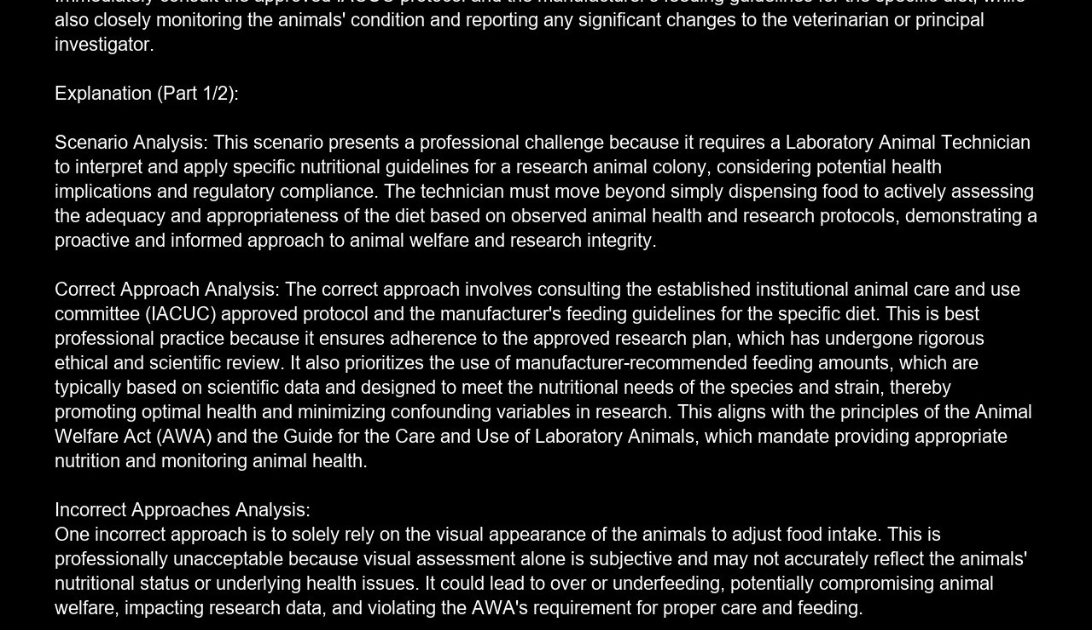It could lead to over- or underfeeding, potentially compromising animal welfare, impacting research data, and violating the AWA's requirement for proper care and feeding. Another incorrect approach is to continue feeding the same amount as previously, without considering any changes in the animal's condition or the research protocol.